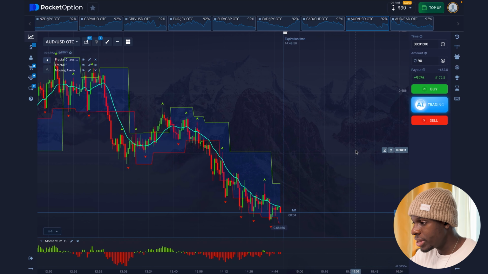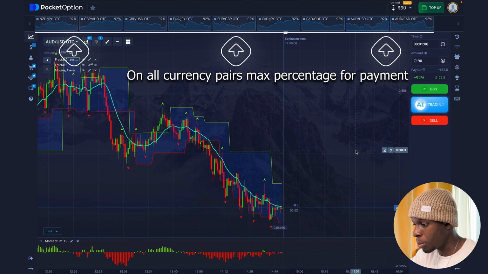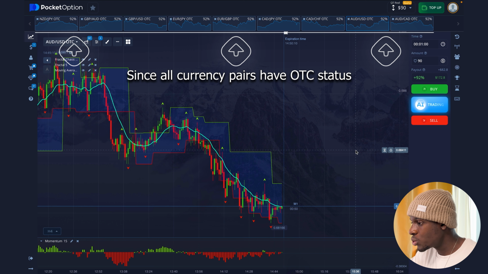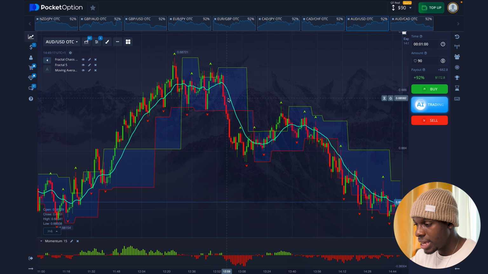Okay, guys, so we're already on the Pocket Option platform, as you can see, and this is what our setup looks like. I have a couple of assets above, and just like I mentioned, all of them are on the OTC status because that's what we're going to be trading today. And I also have these indicators set up, as you can see.